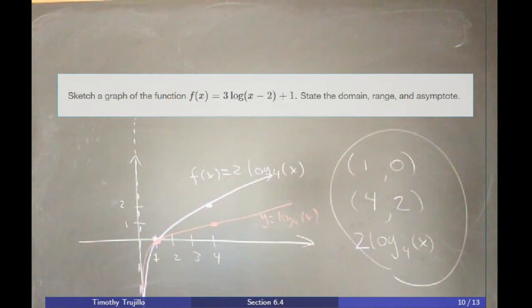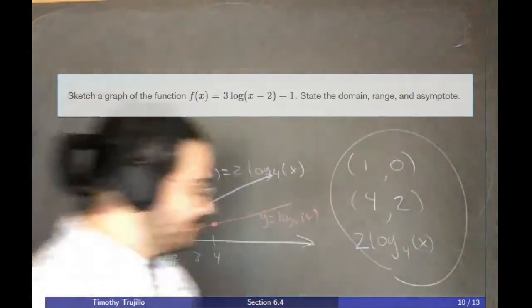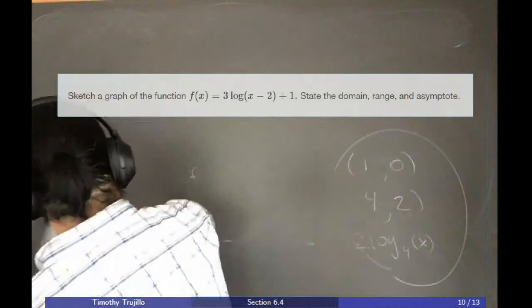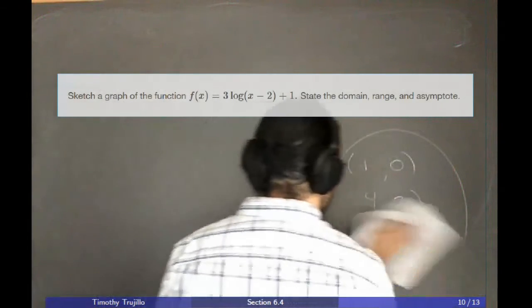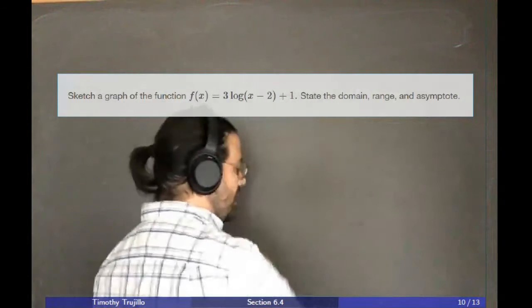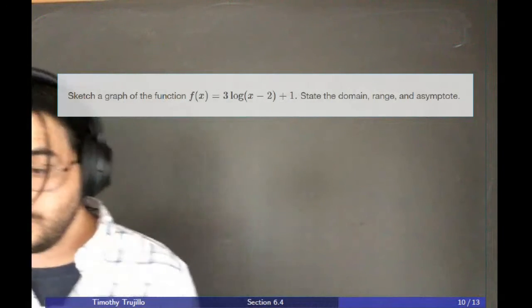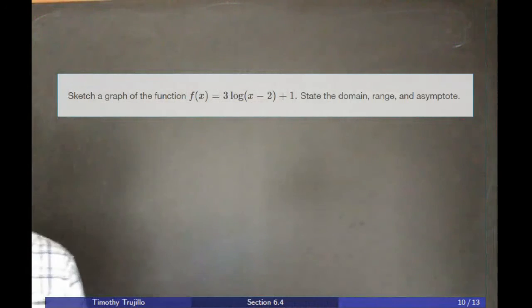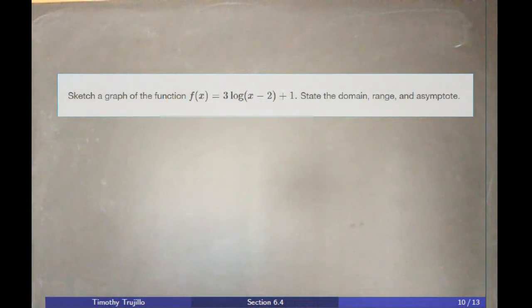Okay, so here's one where we'll need to do a couple of steps, and I want to show you a shortcut where you don't have to actually sketch the graph if you want to find where the vertical asymptote is, and also the domain. So there's a shortcut to finding the domain and the vertical asymptote, and it has to do with the input of the function, okay?